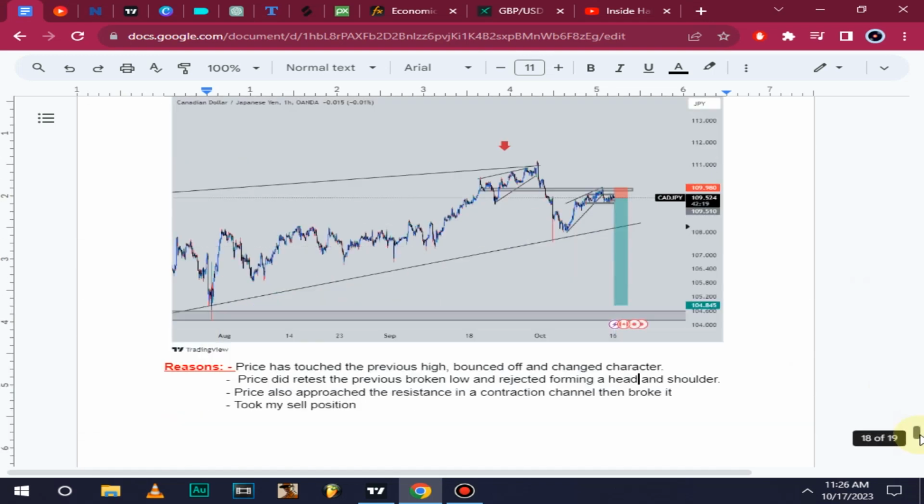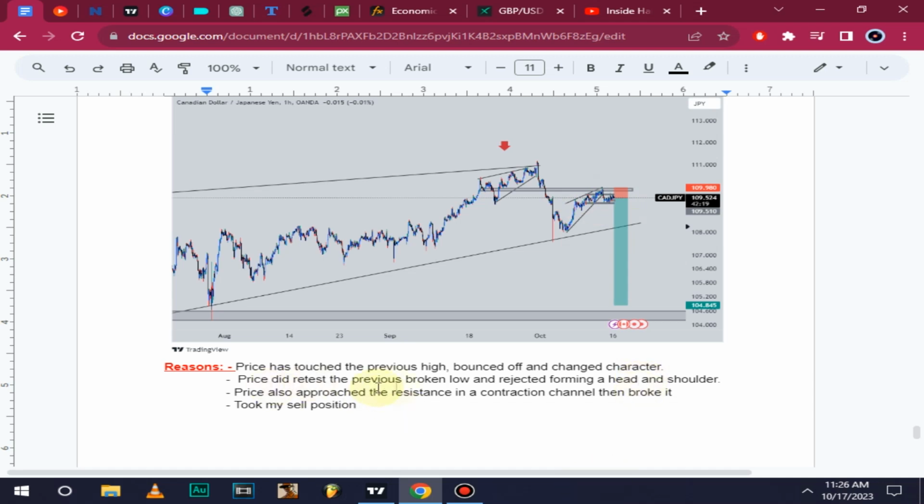So careless. Talking about CAD JPY over here, these were my reasons for taking the entry. Price has touched the previous high, bounced off and changed character, right? This is what I'm talking about. Price did touch this previous high, then bounced off, the way I just told you, and then changed character. Now I was looking for a sell position over here, which is looking nice. The analysis was all right. But let's continue.